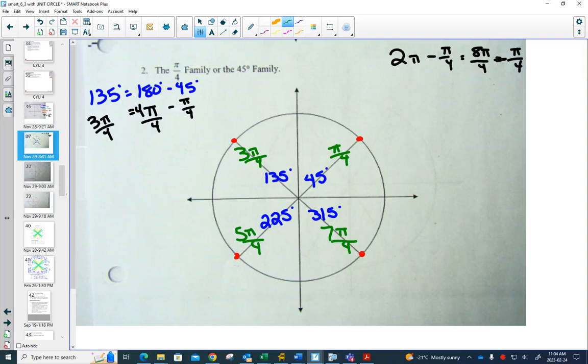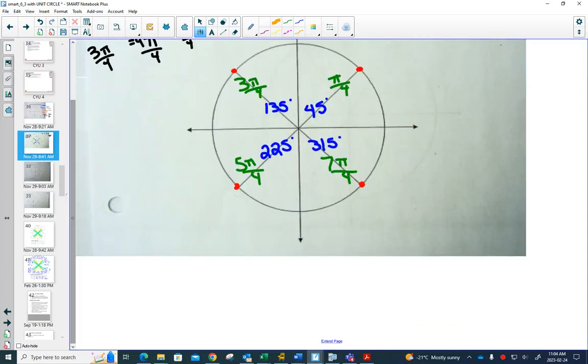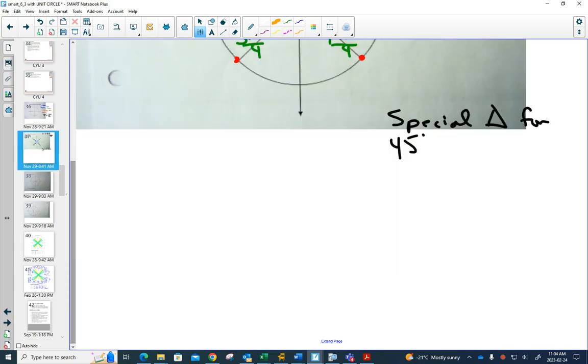Now, in the space off to the side in one of the corners, what I'd like you to write is, in order to find the coordinates, we are going to write down a special triangle for 45 degrees. What we're going to do is make a right-angled triangle, and we're going to label one of the angles as 45 degrees and see what we notice.